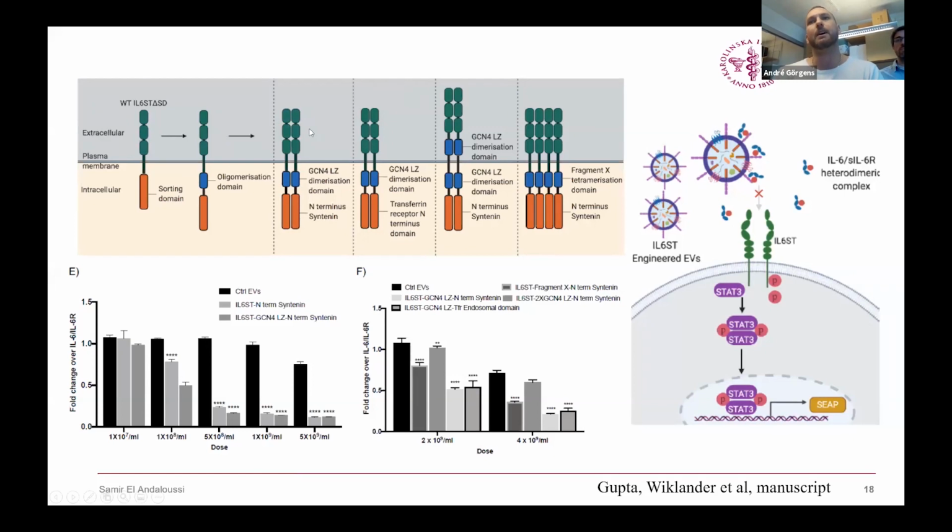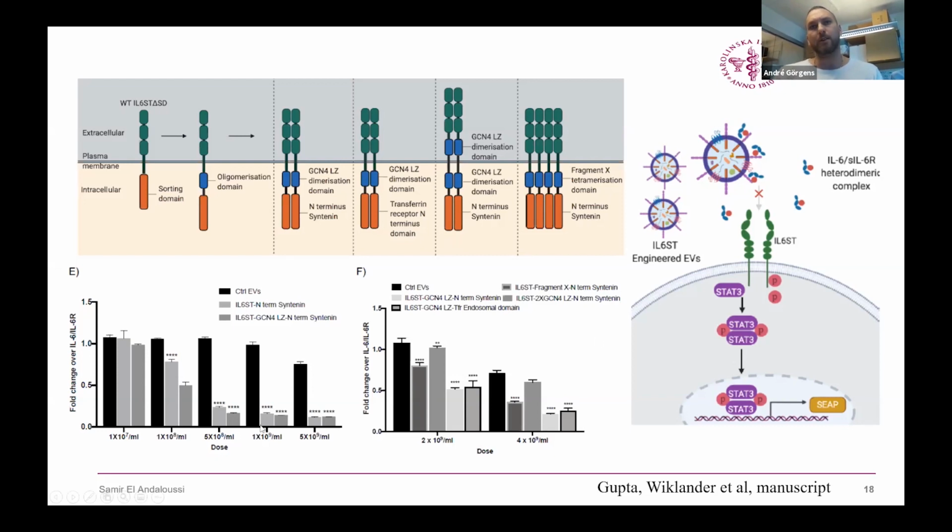Moving on, so the same screen, but in this case to look at IL-6 trans signaling, and you can see the designs on the upper part of this picture. Same principles, basically GP130 in this case instead, or the IL-6ST without the signaling domain. A sorting domain, again an N-terminal syntenin that will help drag these into EVs. An oligomerization domain, in this case a leucine zipper, because these receptors are meant to dimerize. And the reporter readout is on the right side. In this case, what we measure is STAT3 phosphorylation. IL-6 signaling will induce STAT3 phosphorylation.